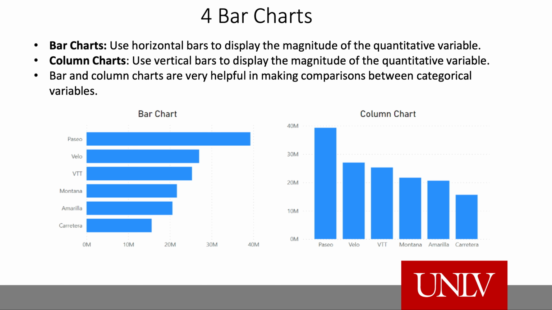Bar charts and column charts are both widely used for comparing data across categories. The distinction lies in their orientations. Bar charts use horizontal bars to represent the magnitude of a quantitative variable. Column charts use vertical bars for the same purpose.